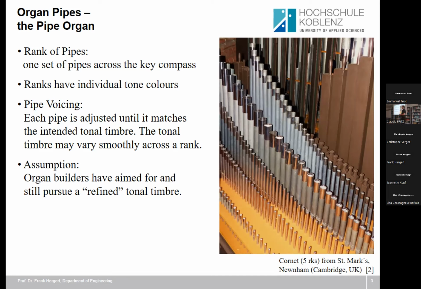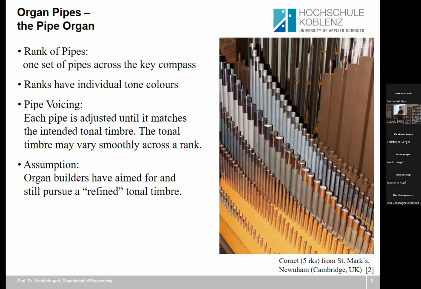So a rank of pipes means we have 61 pipes with the same or with a similar sound, for example, a flute. Then we have individual tone colors. So if we have 10 different ranks, we can make 10 different tone colors in the organ. If we have 100 different ranks, we have 100 tone colors, but this means we have over 6,000 pipes. Pipe voicing is the procedure not to tune the pipe, but to adjust the sound, to make it a flute or a string or kind of trumpet sound.